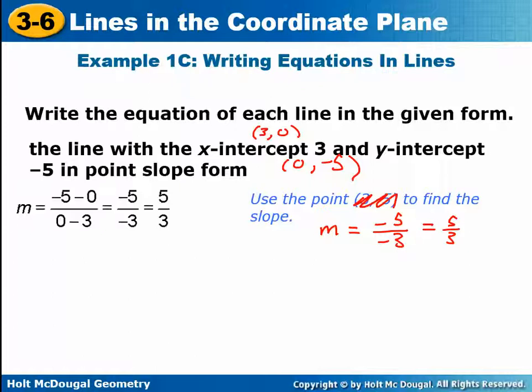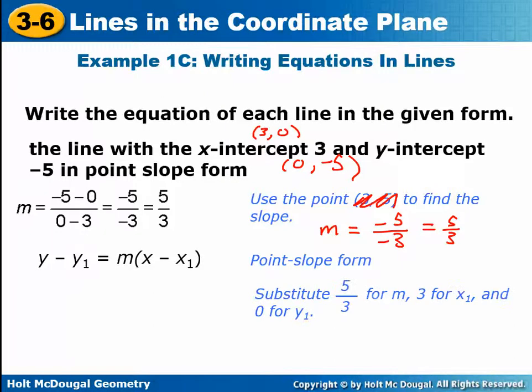Okay, and then we will use point-slope form. In point-slope form, it's actually easier, even though it's longer to write. You put m in that we just found, 5/3, and then you get to pick an x1, y1. Well, I'll pick the 3, 0 one. So 3 is x and 0 is y.